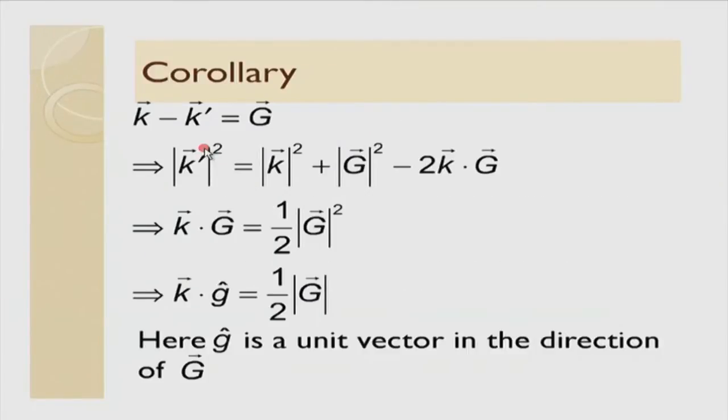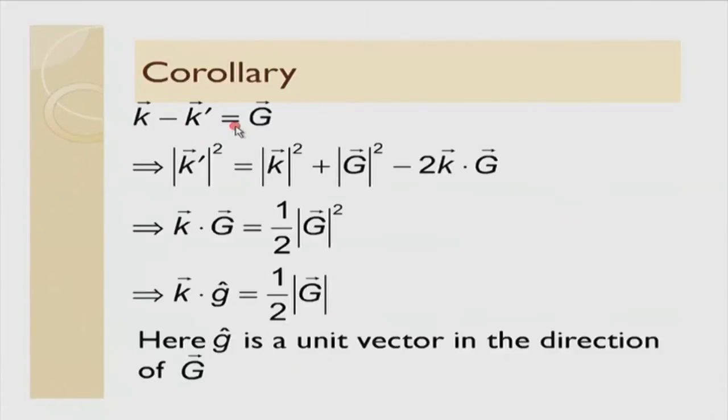Now, there is a corollary to this, which let me try to take, just expressing this particular term in a slightly different form. In the Laue condition, it is explicitly assumed that the magnitude of k and the magnitude of k prime are the same, but it has not been used in the mathematical form. It has been used in its derivation, but in the mathematical form it is not very clear.